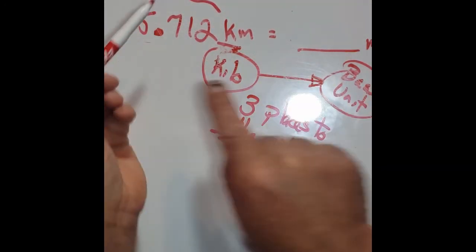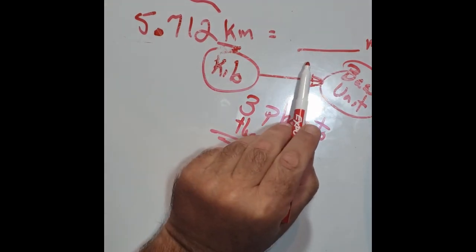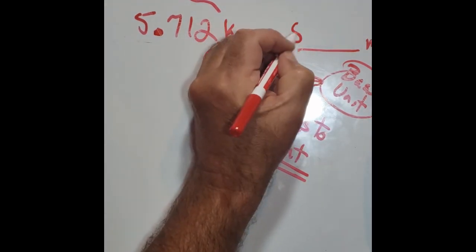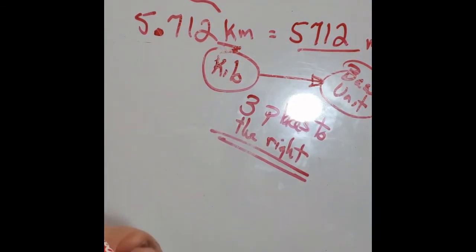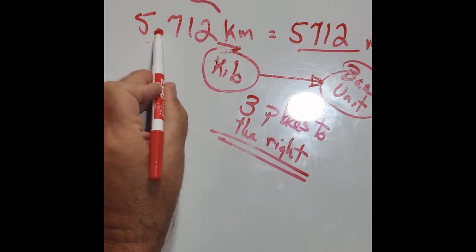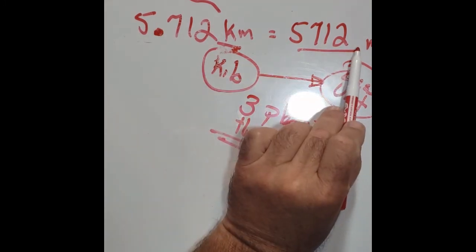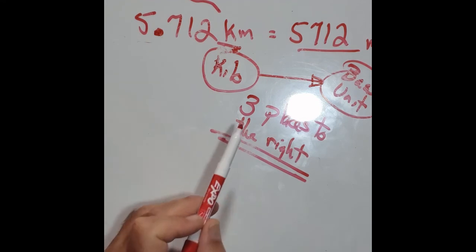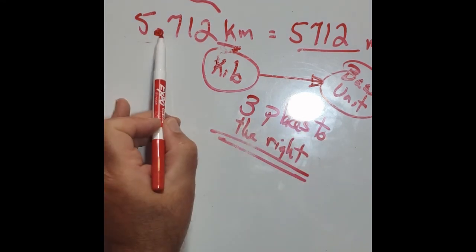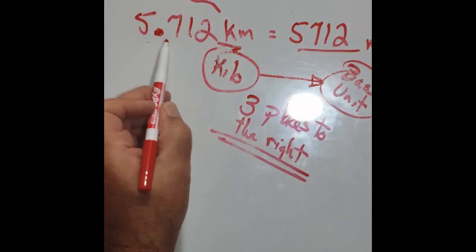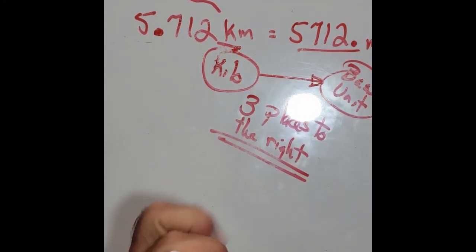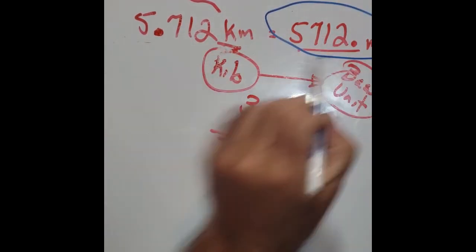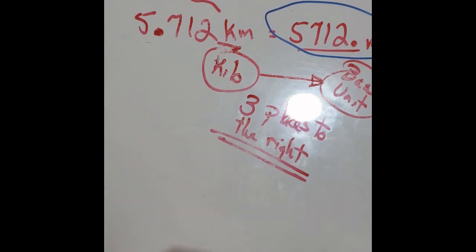5.712 kilometers. To move this over to the meter side, I'm going to write the 5, 7, 1, and 2. The digits don't change. It's just the position of the decimal point. Where does this decimal point go when I want to restate my measurement in meters? It's going to go 3 places to the right. So we start here, go 3 to the right. That's going to put us right behind the 2. So that's it, boys and girls. The answer to number 1 is 5,712 meters.